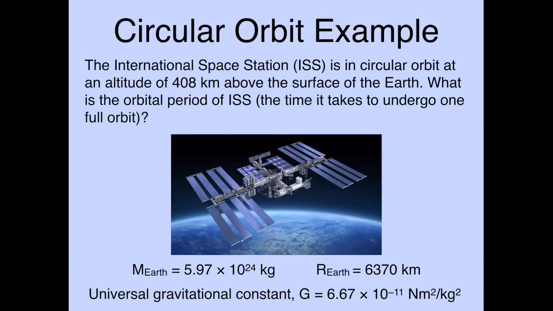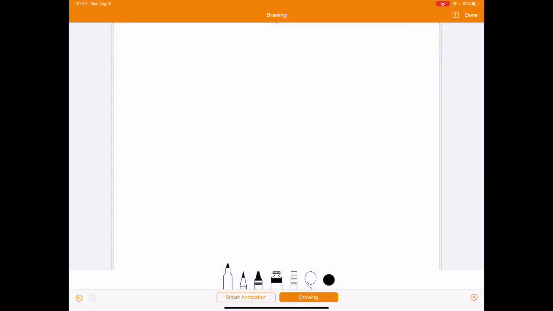So to make this calculation, there are some numbers we need to know. The mass of the Earth is 5.97 times 10 to the 24 kilograms. The radius of the Earth is 6,370 kilometers. And then again, the value of G from before. So using all this, we're going to calculate the period of ISS's orbit. Okay, so let's start by drawing a picture. This will be the Earth.